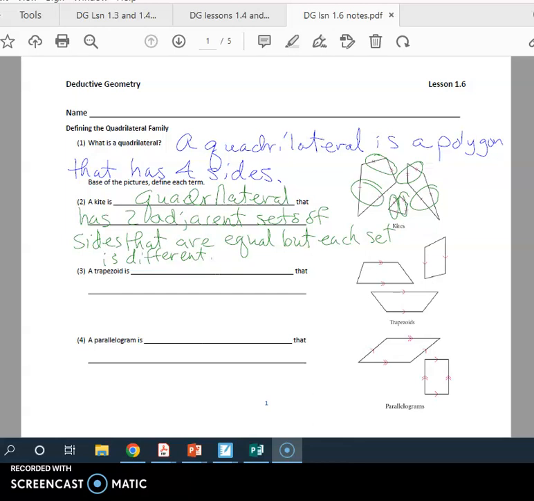And by saying that each set is different, what we are eliminating is that a rhombus and a square cannot be a kite. Because if each set could be the same, then we'd have a rhombus or a square. So that's what we're trying to avoid here, the rhombus and square being the special type. Trapezoid also is a quadrilateral.